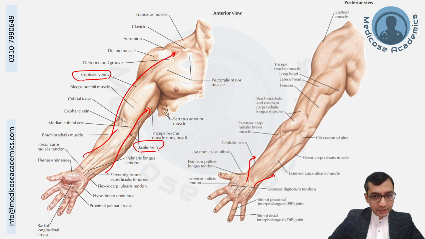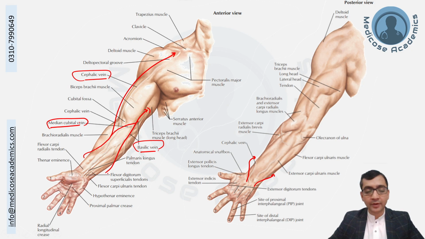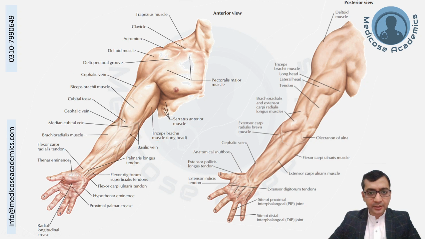And between these two, here is the median cubital vein. This is the vein you must have seen if you have ever had your blood sample taken or any intravenous injection administered to you. In this elbow region, this is the median cubital vein. So these are a few things that you will see.